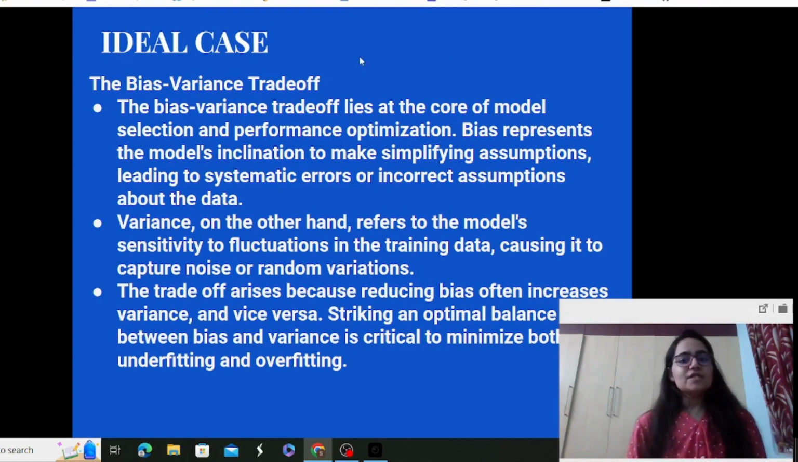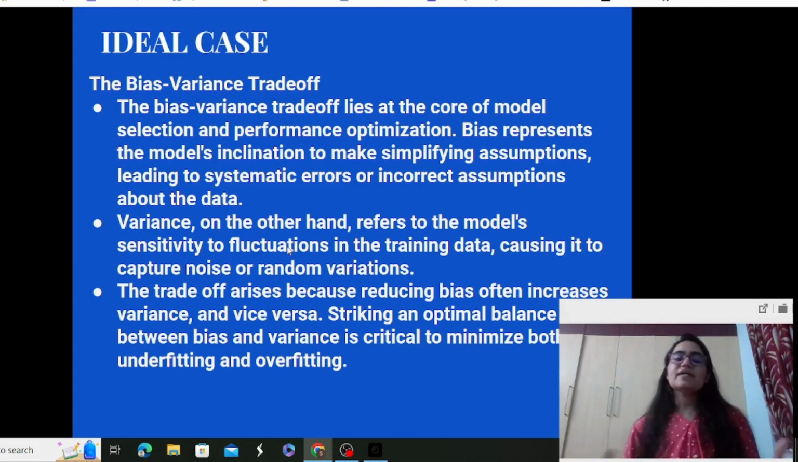In any case, you have to achieve the bias variance trade-off, which is model performance optimization. Bias represents the model's inclination to make simplifying assumptions. That is why we saw that it is linked with underfitting, where we have high bias because the model is very simplistic, leading to systematic errors or incorrect assumptions about the data.